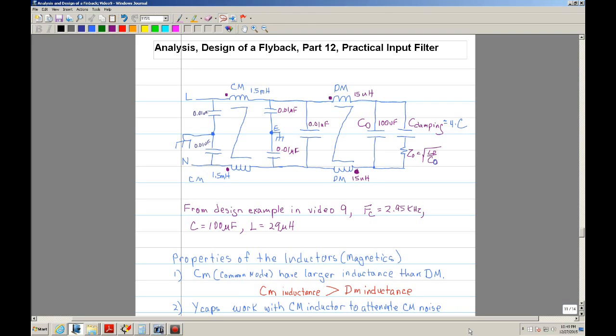Hi, welcome to the analysis and design of a flyback, part 12, practical input filters.